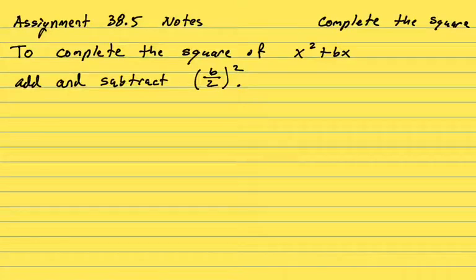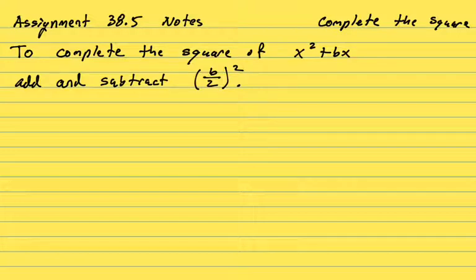Alright, this is the second video for assignment 38.5, and that's to deal with circles and also a little bit of light completing the square. So we're not doing full complete the square in terms of solving equations and so forth, and a little bit more complicated when the coefficient on the x squared is not 1, but the types of problems we're going to be looking at, the coefficient on the x squared is going to be 1.